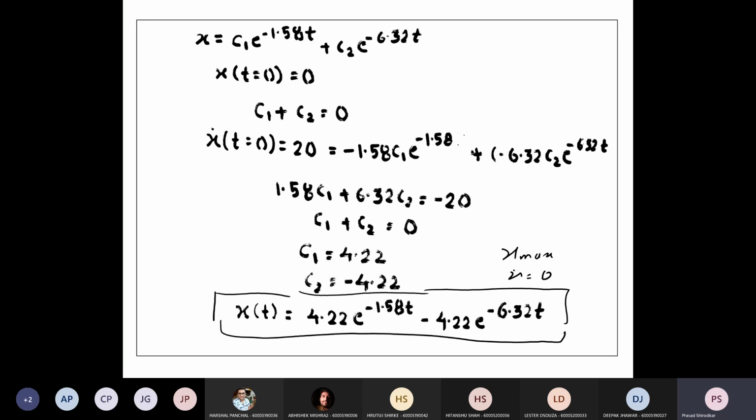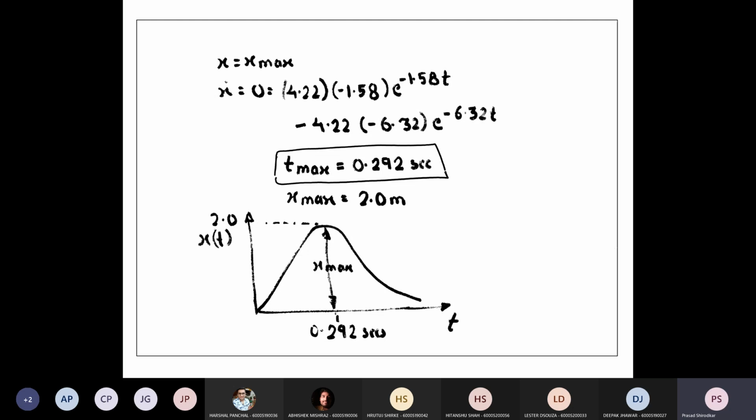So substitute T here as T max, that is equal to 0.292 seconds, and that will give you x max, and that value comes out to be 2.0. So such sums can be asked where the system is overdamped. Okay. Any questions?